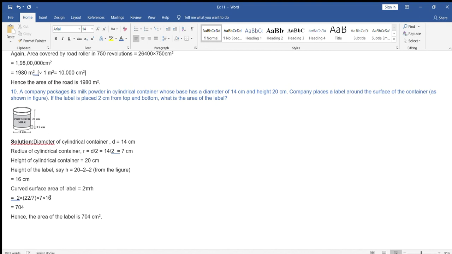Now the container is cylindrical, so the label is also cylindrical. So the diameter is 14. What is the radius? 14 upon 2, that is 7. Height is 20. But for the height of the label, we have to subtract 2 from the top side and 2 from the bottom side, because the label is placed 2 centimeter apart from top and bottom both. So we will subtract 4. So height is 16. Now what will we find out? The curved surface area of the label, that is 2 pi rh. So putting the value, we can find the area of the label, that is 704 centimeter square.